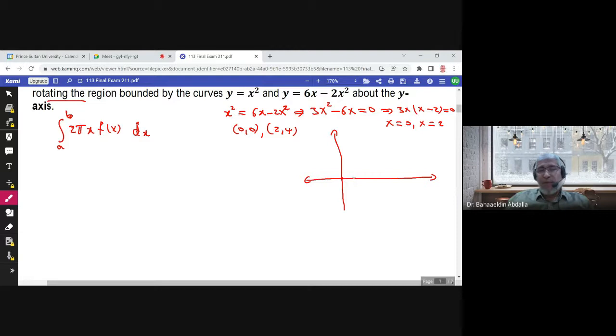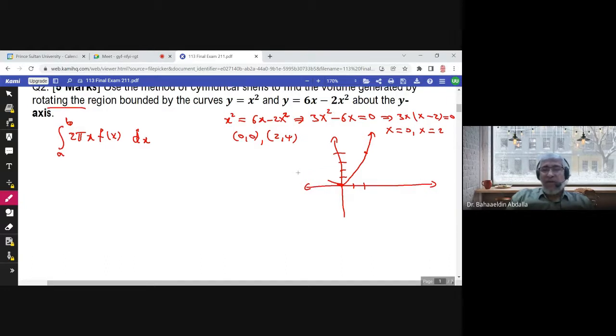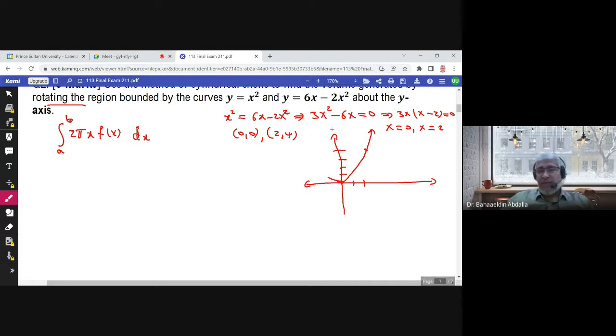0, 0, and 2, 4. Well, we know that this is the graph of x squared. And this is also a parabola, 6x minus 2x squared, but it will open downwards, okay? Let us find the x-intercepts of this parabola, 6x minus 2x squared. To find the x-intercepts, I put y equals 0. So I can take 2x as a common factor. So I'll have 3 minus x equals 0. Okay, so either 3 or 0. So 0 or 3, these are the two x-intercepts.